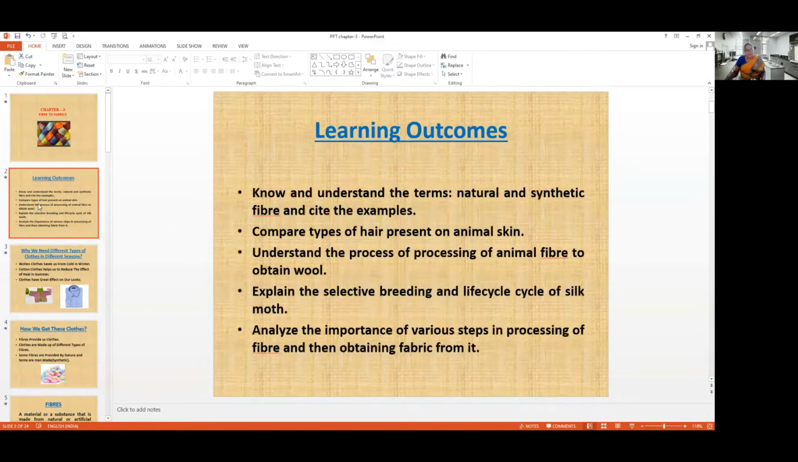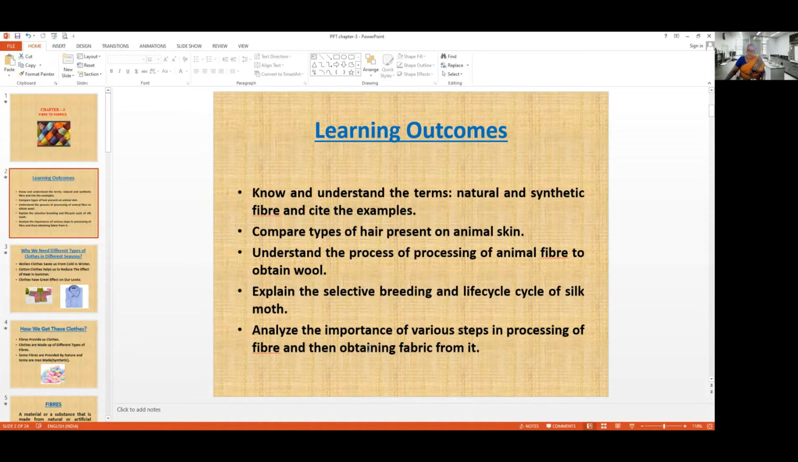What was the learning outcome of this lesson? We are going to understand the terms natural and synthetic fibers, compare the types of hair present on animal skin, and understand the processing of animal fiber to obtain wool, and how to select the breed of animal, both for wool and silk fiber. There are various steps in processing the fiber, and we can get the fabric, both wool and silk.